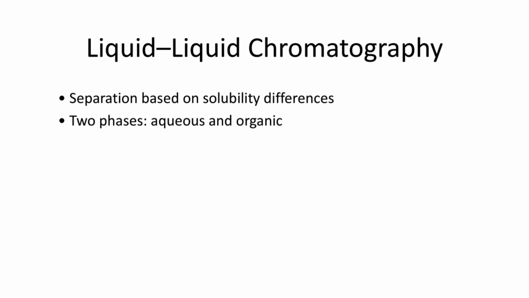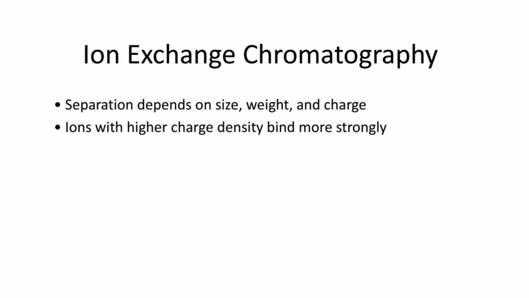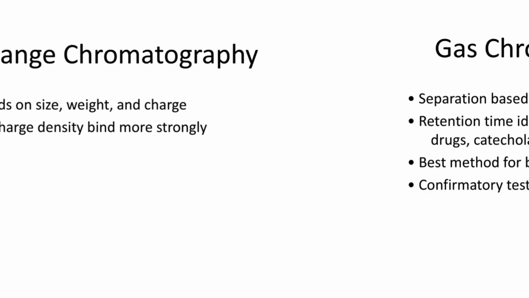Liquid-liquid chromatography separates substances based on differences in solubility between two immiscible liquid phases, one aqueous and the other organic. Ion exchange chromatography separates molecules according to their size, weight, and charge. Ions with greater charge densities are held most strongly by the ion exchange material.